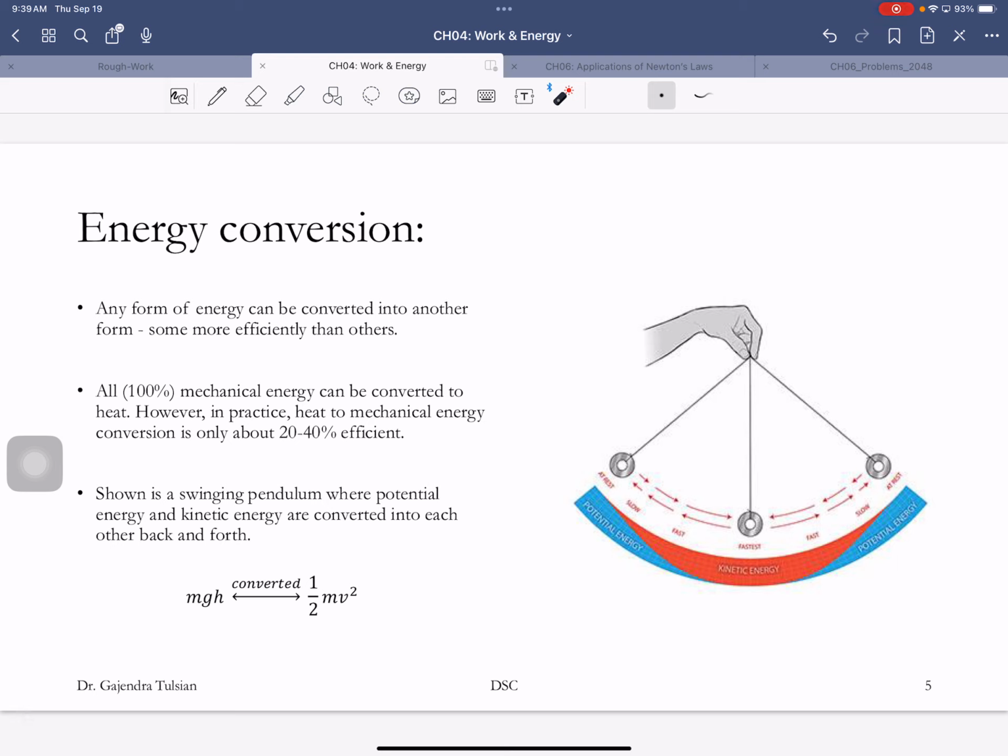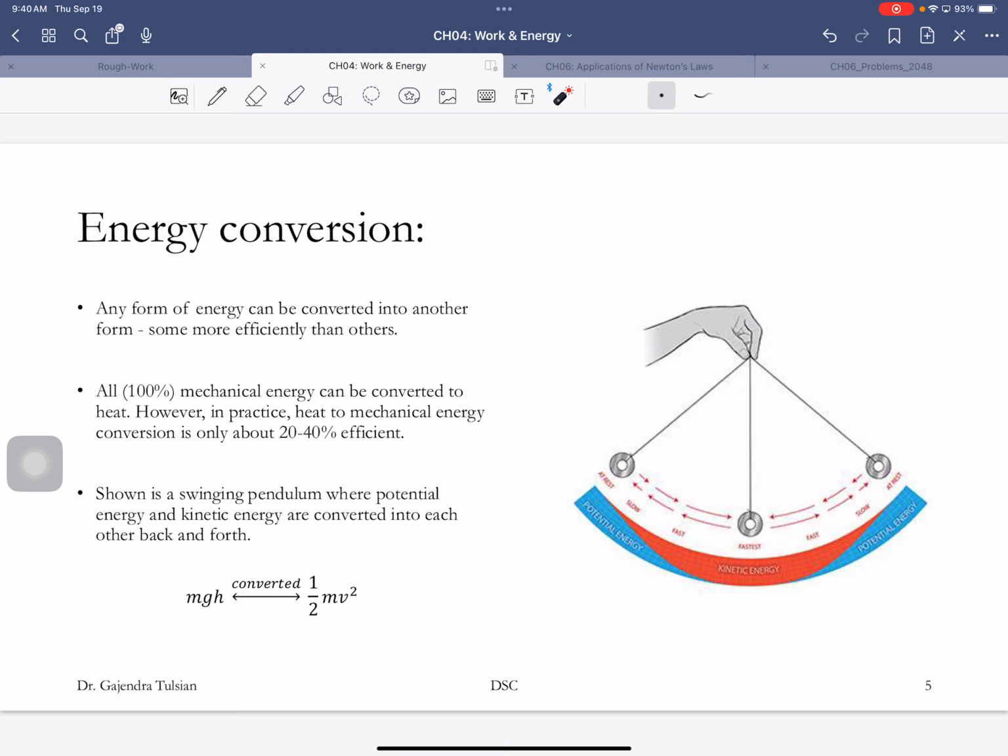So any form of energy can, in principle, be converted to any other form of energy. So heat can be converted to mechanical energy, like you do in your cars. Mechanical energy can be converted to heat. When you brake your car, when you stop your car, what happened to all the mechanical energy? It got converted to heat. Okay, just like that.